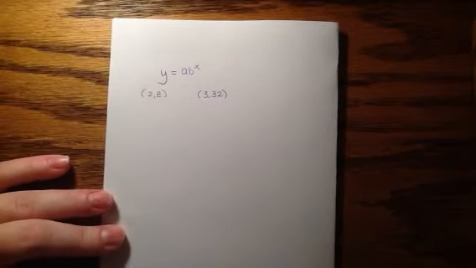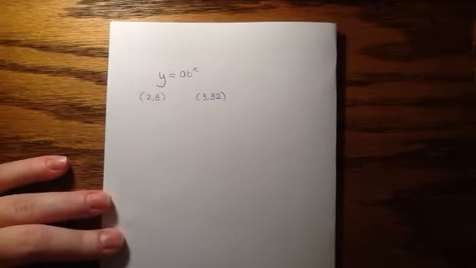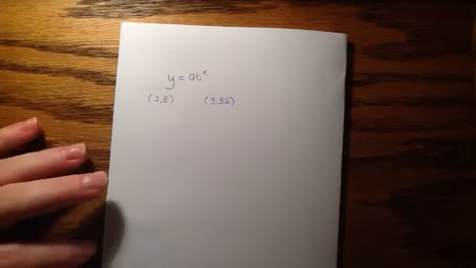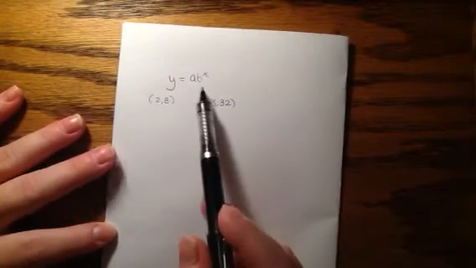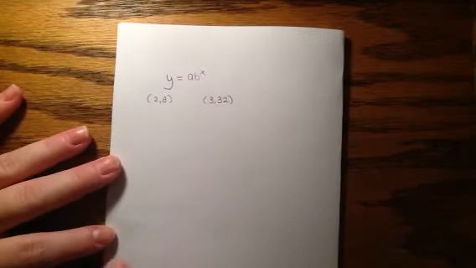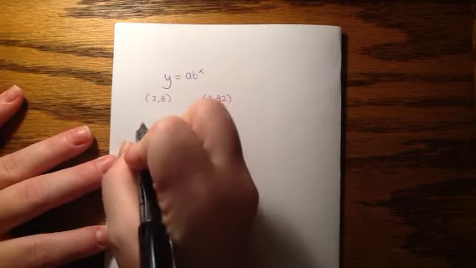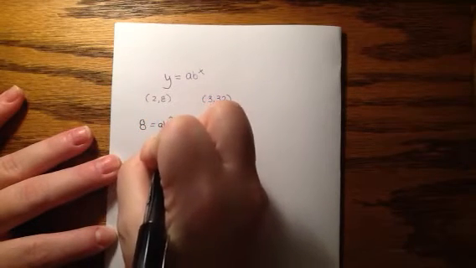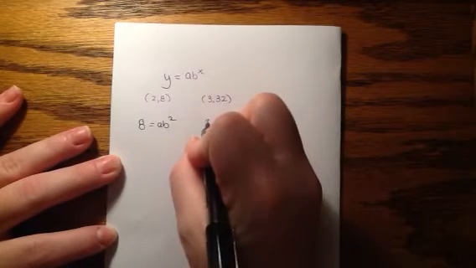So on page 194, we're going to talk about an extension topic, which is creating the exponential function given 2 points. So here's the formula for an exponential equation, and I have these 2 points. So what I need to do is plug them in. So I'm going to rewrite each equation with my variables plugged in.